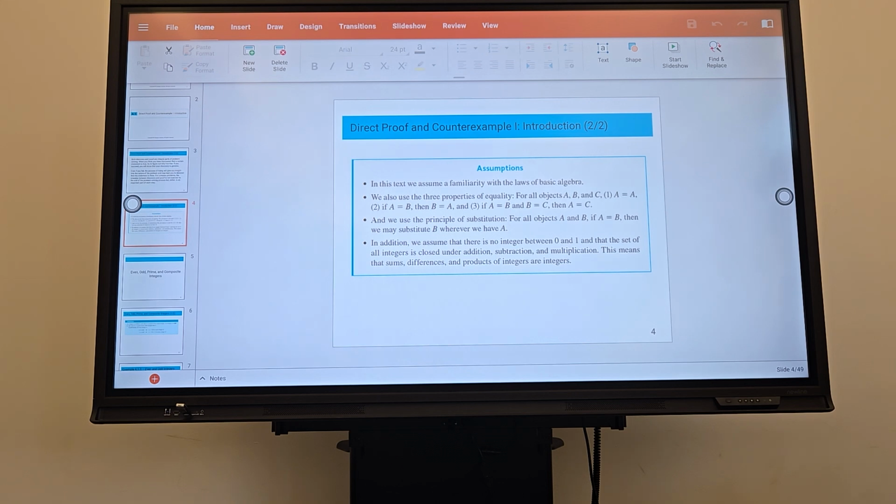And finally, there's the assumption that there is no integer between 0 and 1, and that the set of all integers is closed under addition, subtraction, and multiplication. This means that sums, differences, and products of integers are also integers.